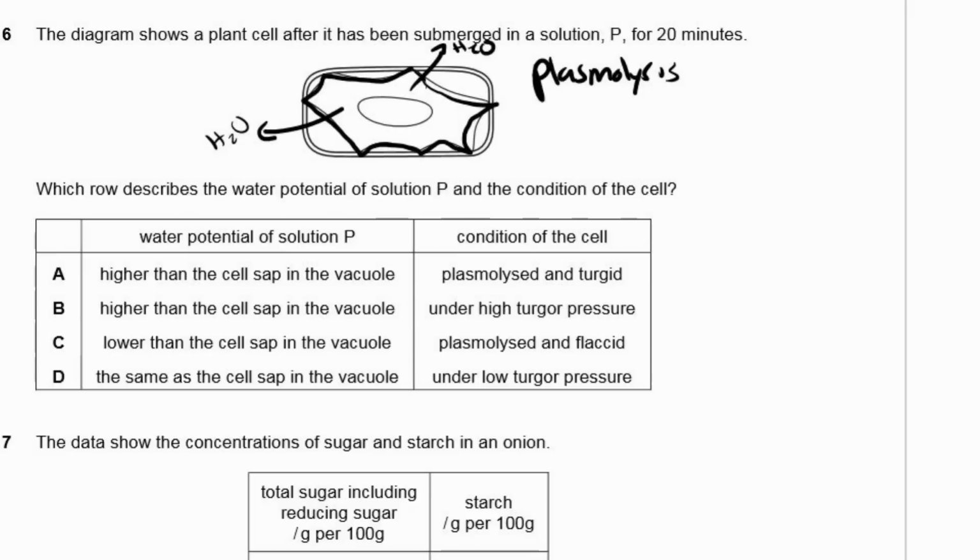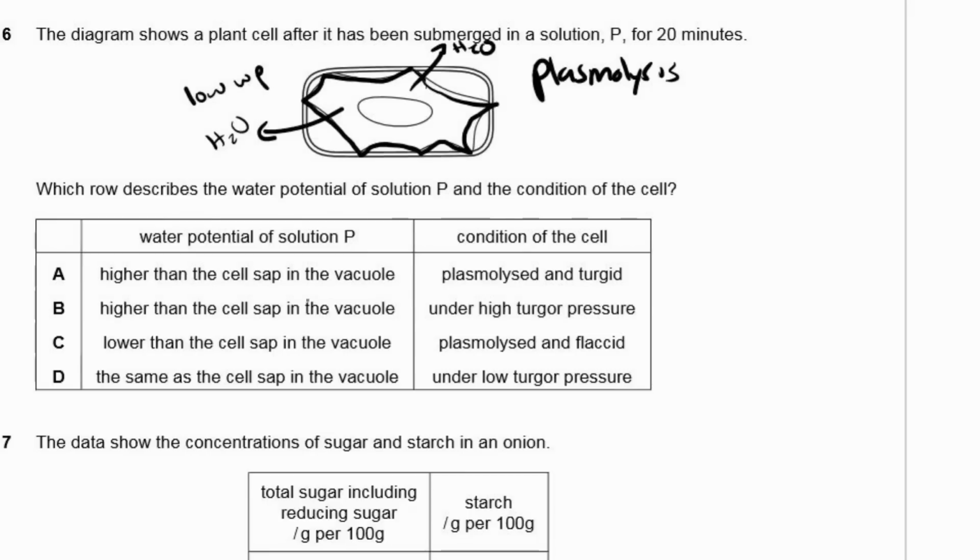And that's the reason why the water moves out: there was more water potential inside the cell than there was outside of the cell. So that means it has to go from high water potential to low water potential. So this has to have low water potential. Okay, so the water potential of solution P has to be low.